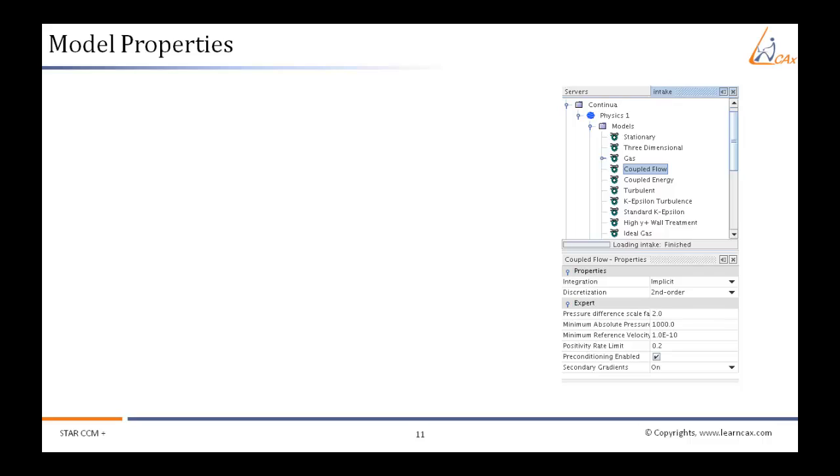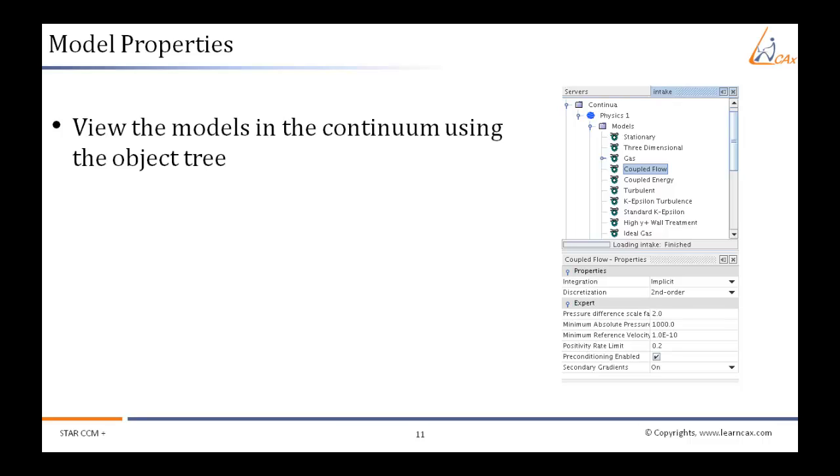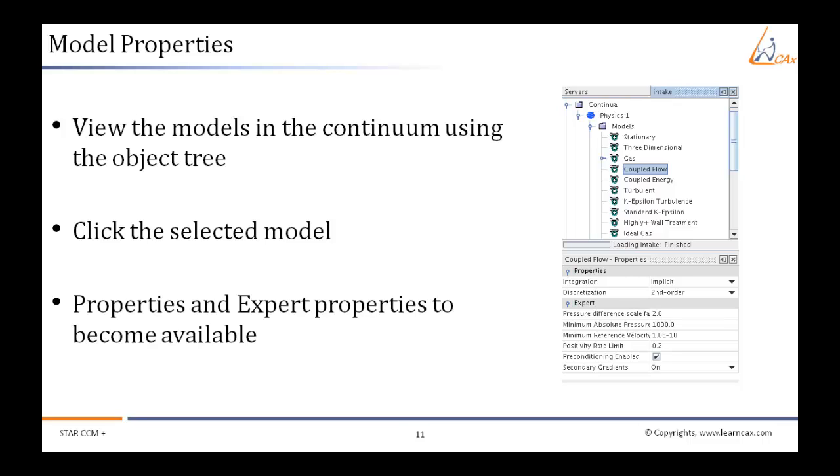This is the process to set the properties of a model. First, view the models in the continuum using the object tree. Then, click the selected model. This action causes the properties and expert properties to become available for inspection and editing. The values in that category reflect both the design of the model and the discretization approaches. These need to be optimized for accuracy and performance.